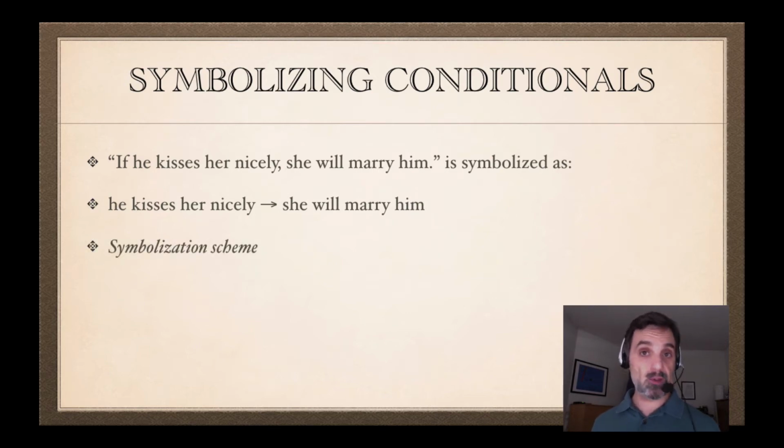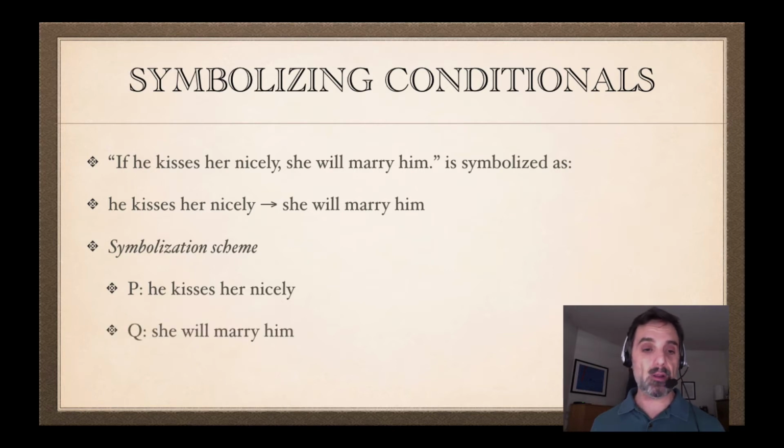We then introduce a symbolization scheme, and what's that? What we say is the capital letter P, that's going to stand for he kisses her nicely, and the capital letter Q stands for she will marry him. And that means that we can symbolize the whole sentence as P arrow Q. P stands for he kisses her nicely. He kisses her nicely is the antecedent, so P should go before the arrow. The consequent of the initial sentence is she will marry him, and Q stands for she will marry him, so Q should go after the arrow, and that's what we have, P arrow Q. And that is our symbolization of this conditional.